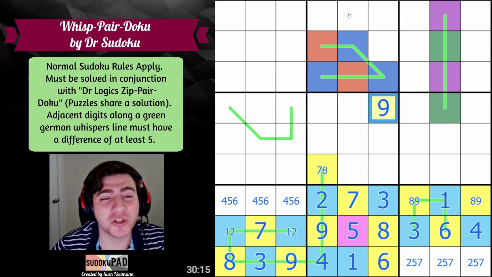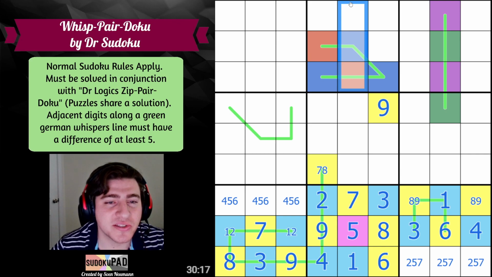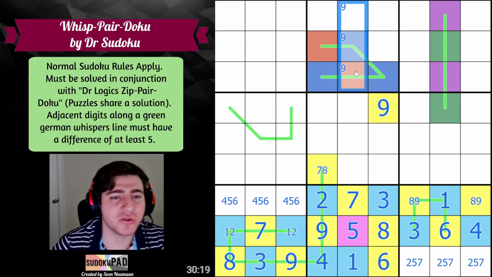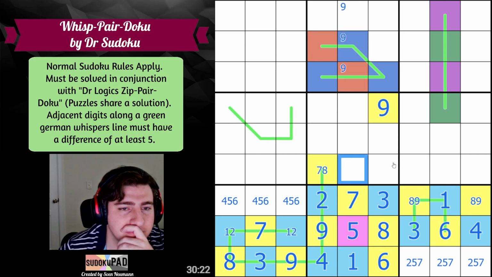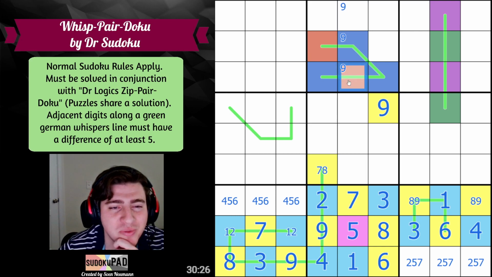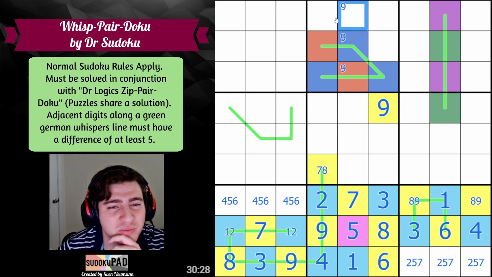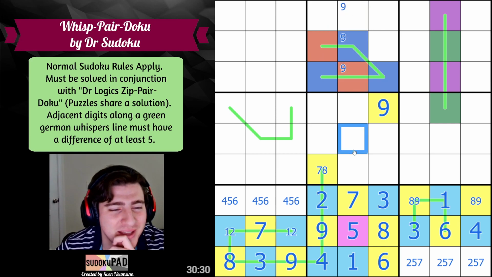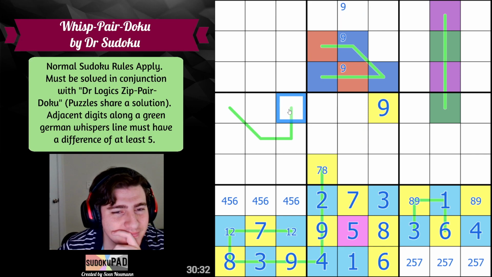I got the 9 there, which tells us that 9 goes somewhere in the middle of box 2. It interacts with German whisper lines, but 9 is so unrestricted on German whisper lines that it doesn't give me any information.